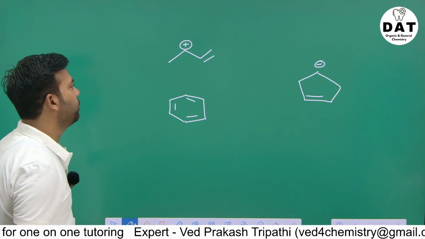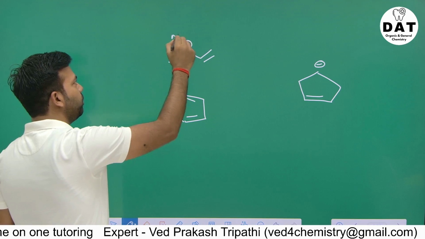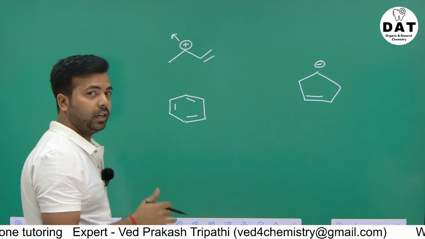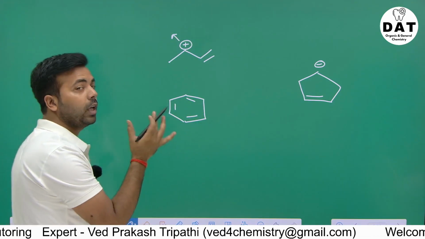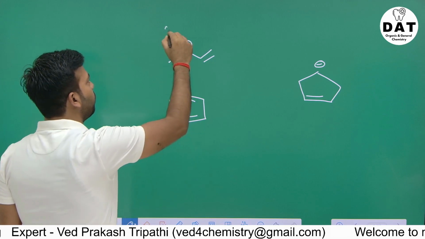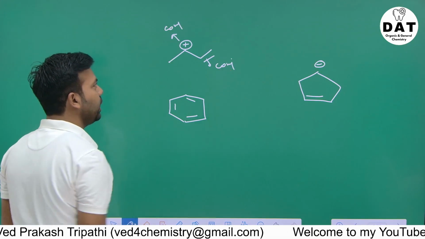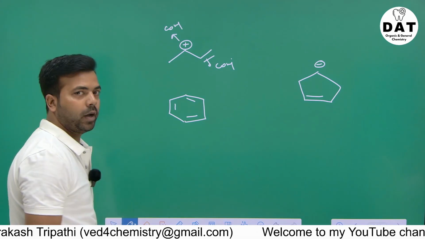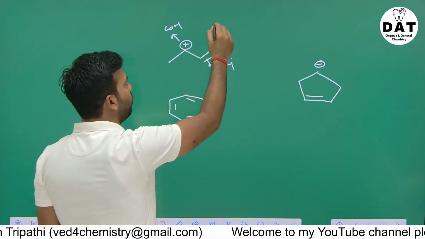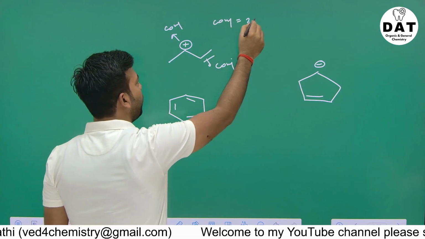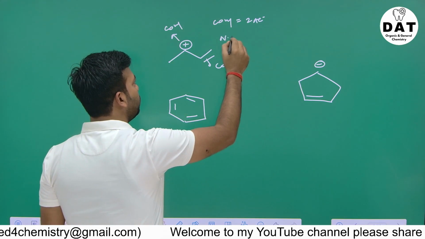Look at the very first one. This is positive charge and double bond. They are in alternate, so both are conjugated. I said that positive has 0 conjugated pi and double bond has 2. So overall conjugated is 2 pi and non-conjugated is 0.